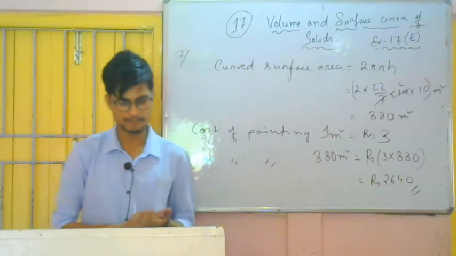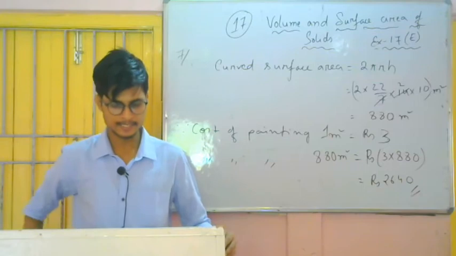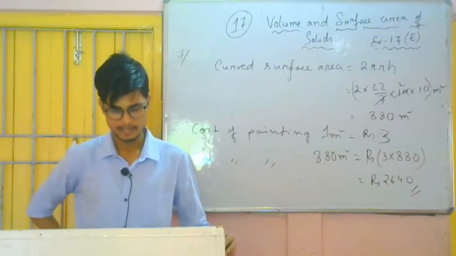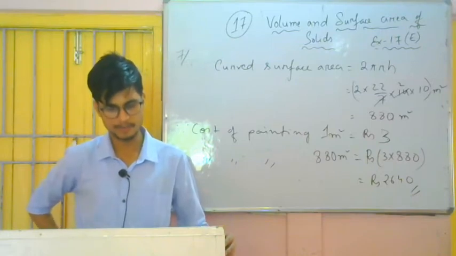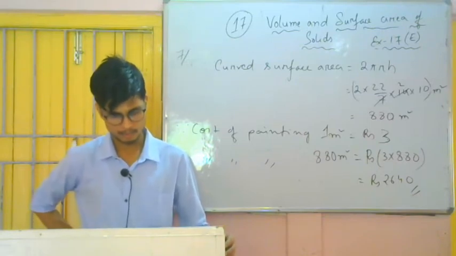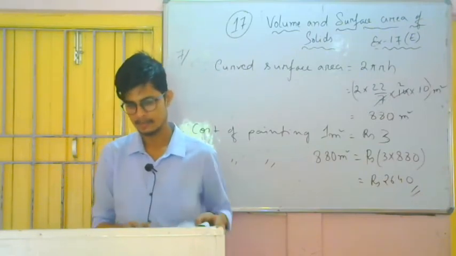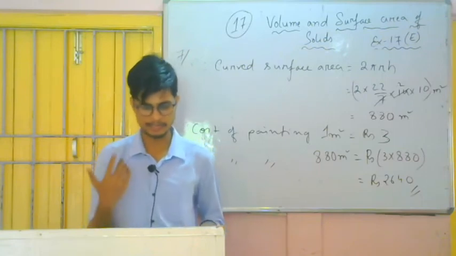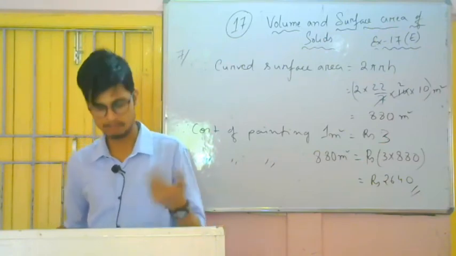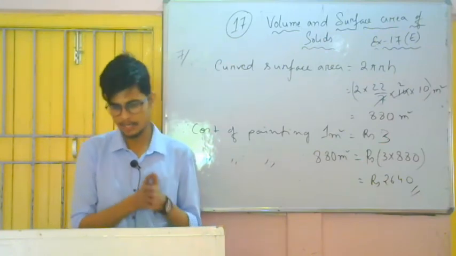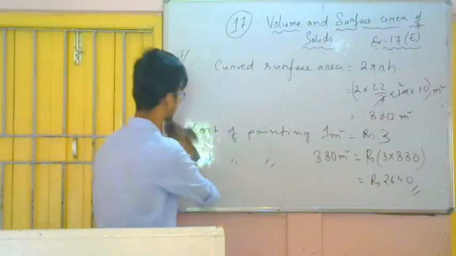Now question number 8. The circumference of the base of a cylindrical vessel is given. It is 132 centimeter and its height is 25 centimeter. How many liters of water can it hold? So the question is to find how many liters of water it can hold. Circumference is given, height is given. From the circumference I can easily find the radius, and then since the height is given, I can find the volume. If I find the volume of the cylindrical tank, then I can easily find how many liters.